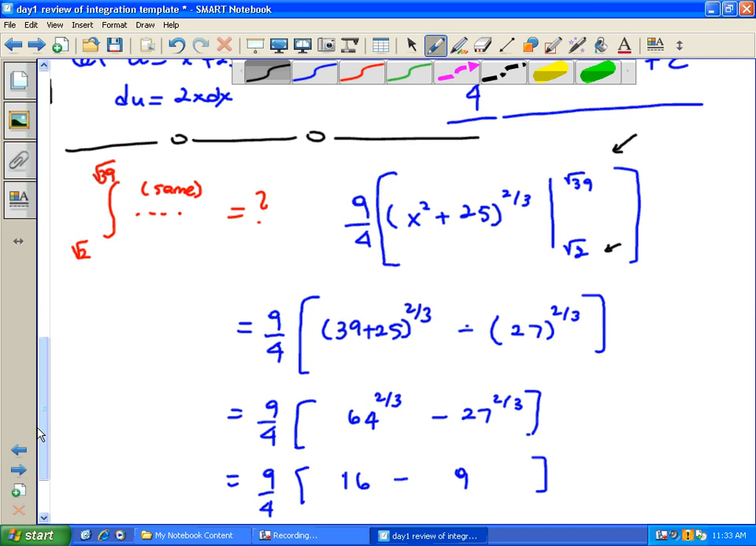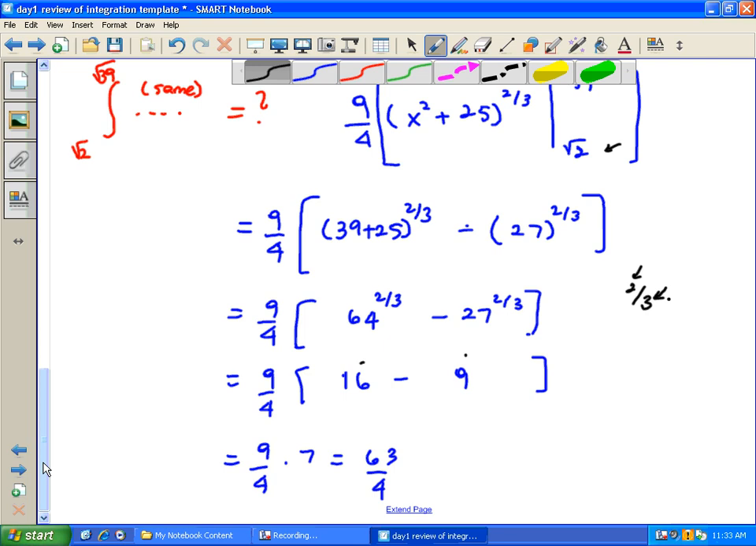And you can use a calculator, but in this case, 2/3 means the third root and the second power. So first take the third root. The third root of 64 is 4, and the square is 16. And for 27, the third root is 3, and 3 to the second power is 9. And here we have 16 minus 9 is 7. So our final answer is 63/4.